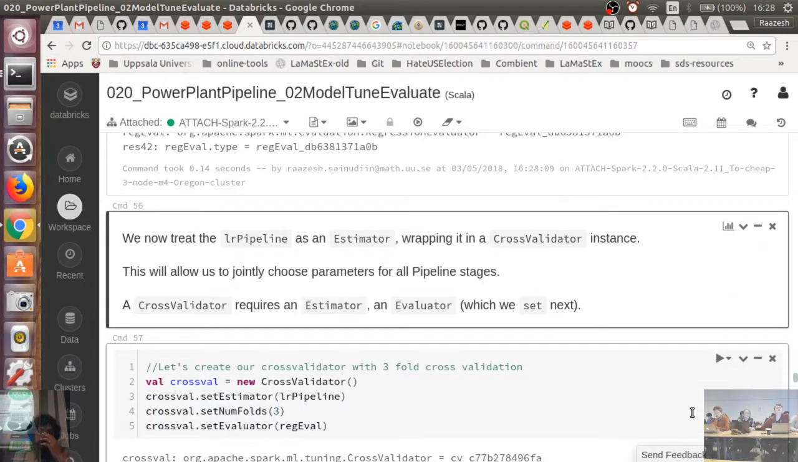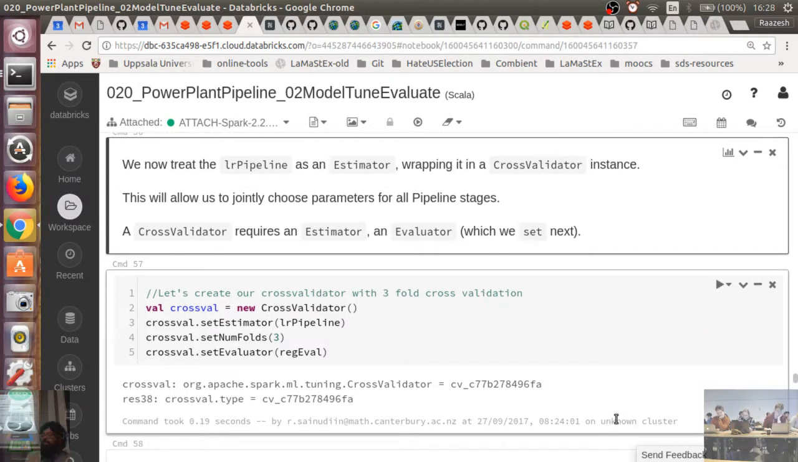And so now we treat the LR pipeline as an estimator, right? Because we're going to wrap the cross-validator instance around it, which means we're going to use 80% of the data to do our cross-validation. And we're going to do what's called a threefold cross-validation.